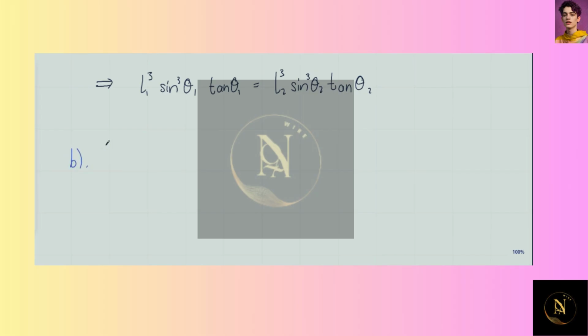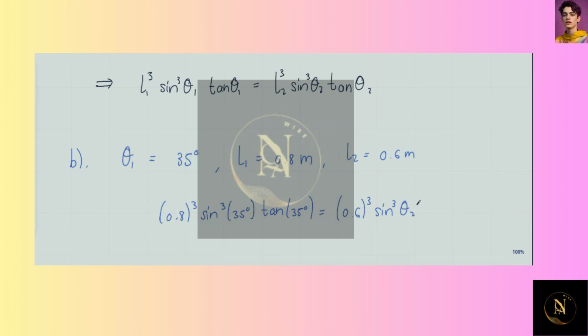If the ball is now set in motion and we are given values for theta 1, L1, and L2 as follows, we need to calculate theta 2. So theta 1 is given to be 35 degrees, L1 is equal to 0.8 meters, and L2 is equal to 0.6 meters. So using the equation above, we get that 0.8 cubed times the sine of 35 degrees cubed times tan of 35 degrees is equal to 0.6 cubed sine of theta 2 cubed times the tan of theta 2.